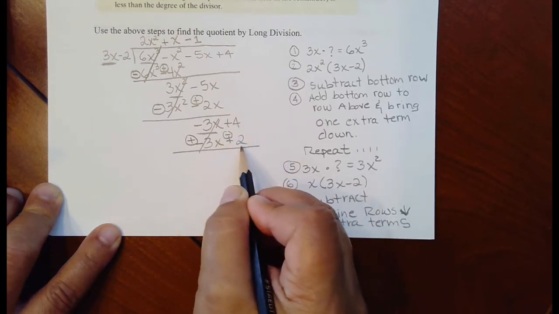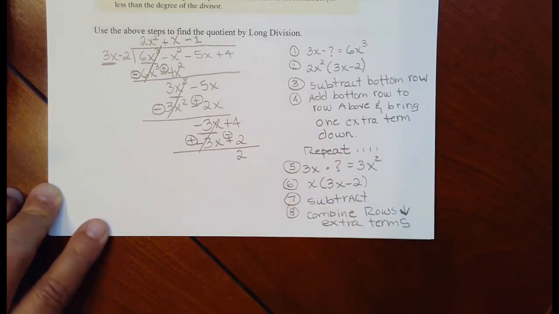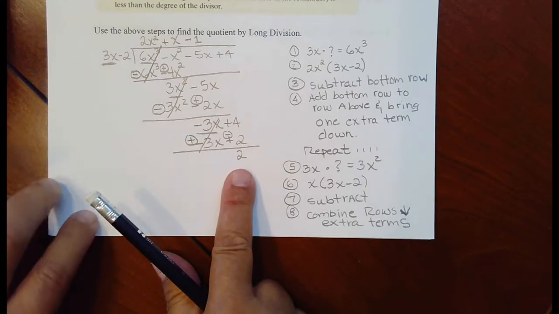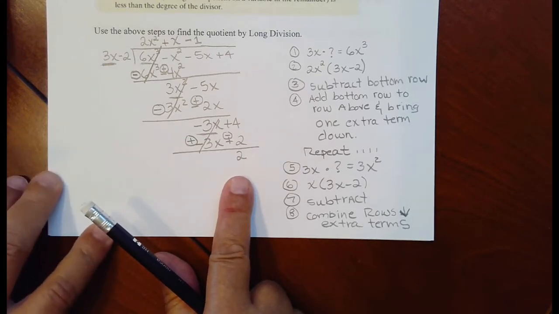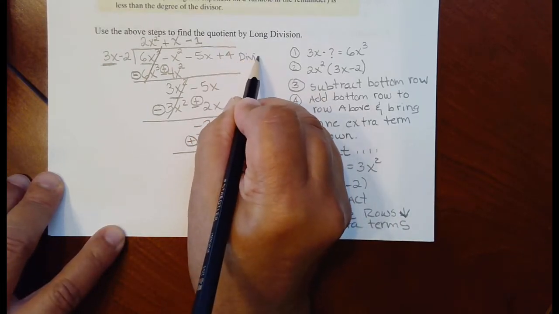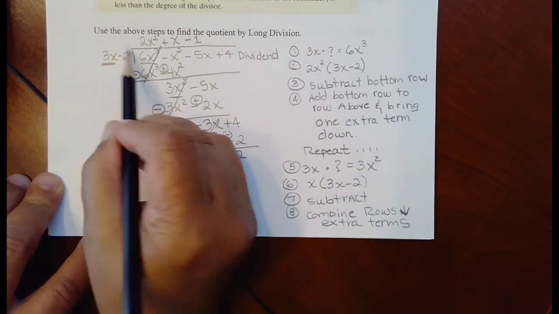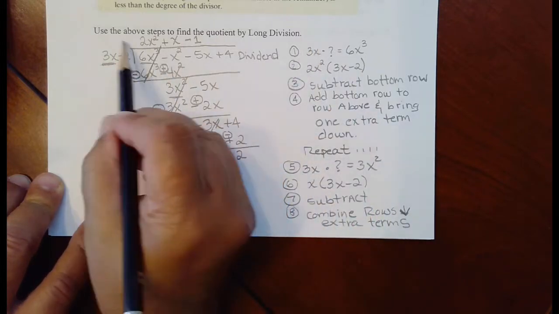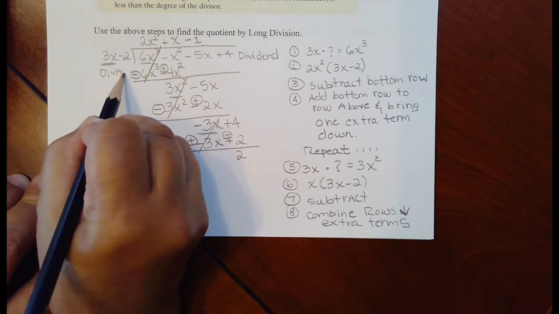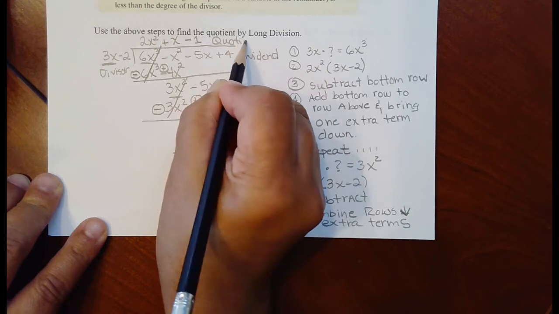This is called the dividend. What's underneath the division symbol is called the divisor. This is called the quotient. And this is called the remainder. Okay, it's hard to follow instructions when you don't understand the vocabulary that's being used. So I like to go over these words: dividend, divisor, quotient, remainder.